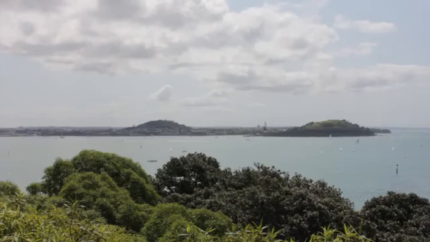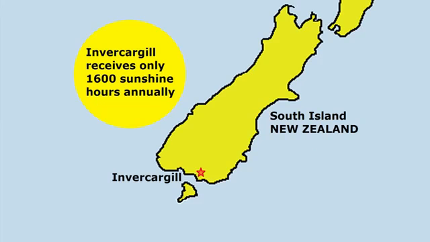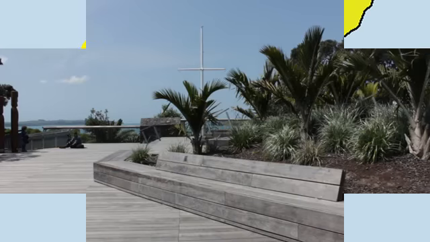A given location receives its maximum amount of sunshine at noon, when the sun is at its highest point in the sky. In New Zealand, the town of Blenheim receives 2,500 hours of sunshine a year. Invercargill, by contrast, only receives 1,600 hours.